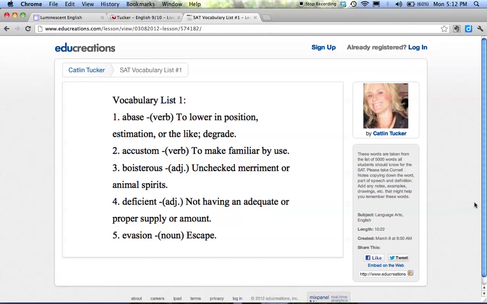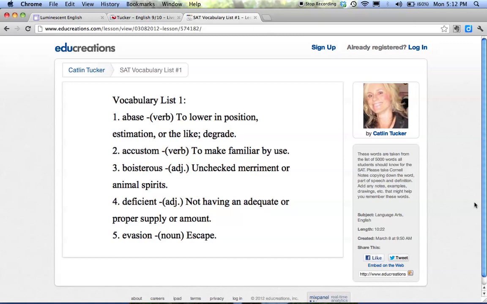So if anything I say during this recording is going to help you remember what these words mean, please go ahead and pause the recording, and in your Cornell notes, make a note of whatever it is that I've said, whether it's a root that I've pointed out in the word itself or an example I've given that you think will help you remember this word.